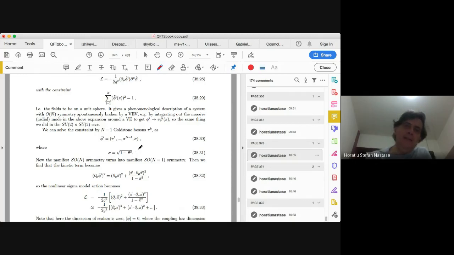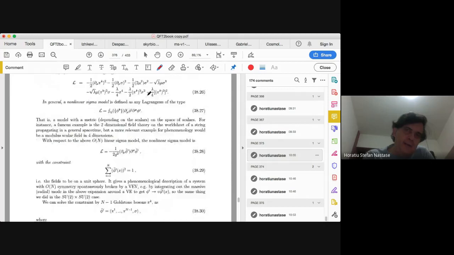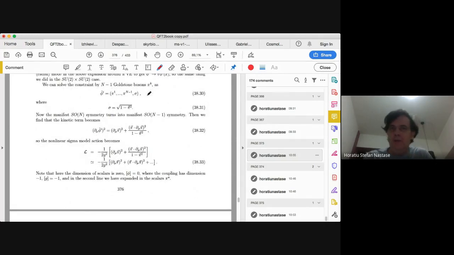So it has no linear terms in the fluctuations, but only quadratic terms. So this has a manifest SON minus 1 symmetry. The manifest SON symmetry has turned into a manifest SON minus 1 symmetry. But still, of course, the theory is still invariant. It's just we are in a spontaneously broken vacuum.